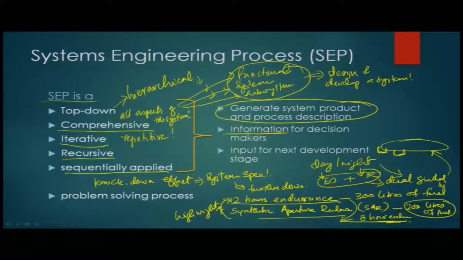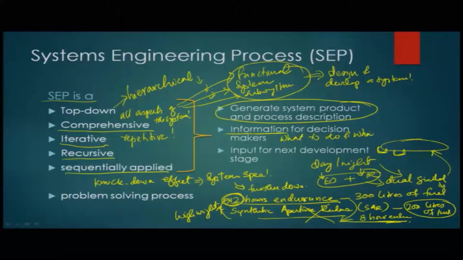So, for example, if somebody says okay, the endurance is important, you can't compromise below 12-hour endurance, then the decision maker says okay, synthetic aperture radar is ruled out, no more needed. So, the decision maker's capability to decide what to do, what to do and what not to do. These decisions the decision maker makes based on this systems engineering process documentation that we are able to develop, and it also becomes the input for the next stage of the system product development.